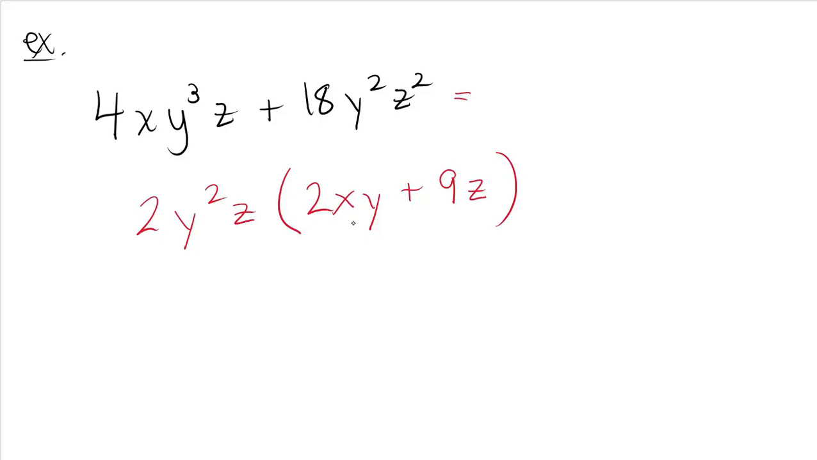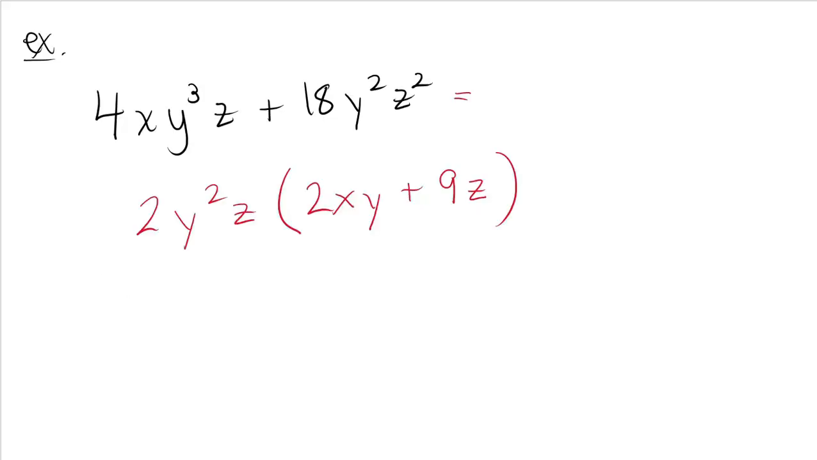Notice that inside the parentheses, they don't share any common factors other than 1 or negative 1. 2 and 9 have no common factors. There are no common variables to each of the 2 terms. This is completely factored. We'll do a more complicated version of this in a moment.